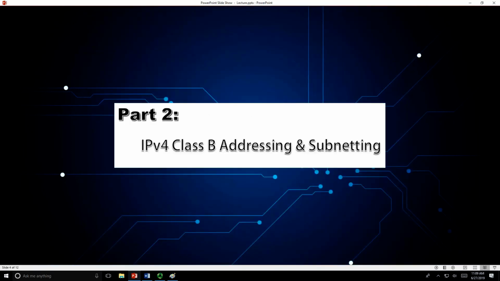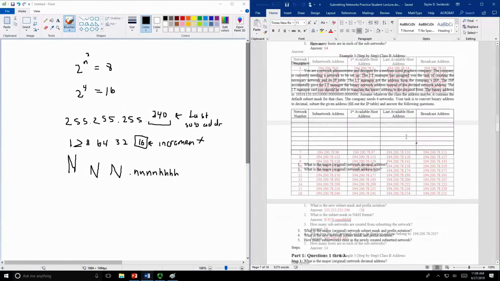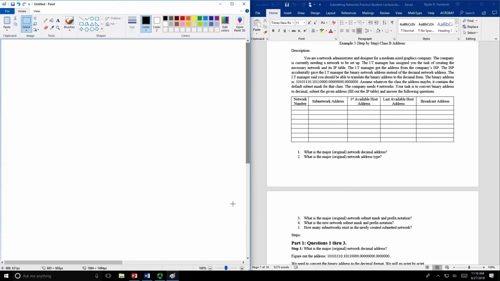Alright, so now we're going to begin Class B addressing and subnetting, and we're going to begin this with a step-by-step tutorial. Again, Class B is very similar in the principles and concepts of subnetting, just with some slight variations when it comes to the IP table.